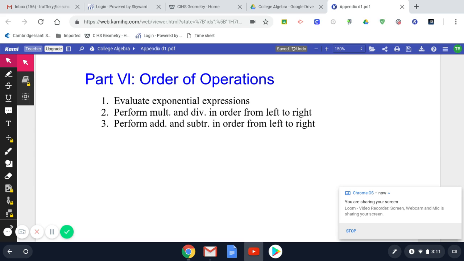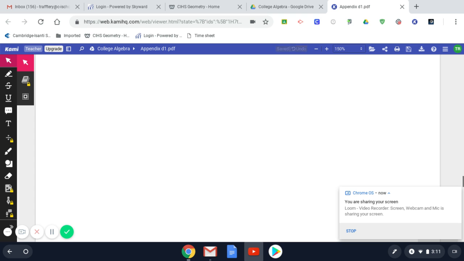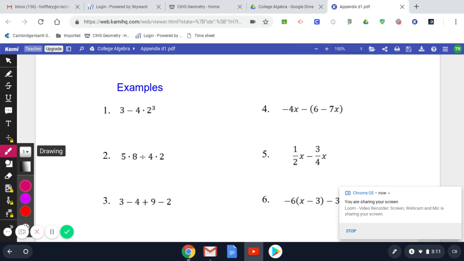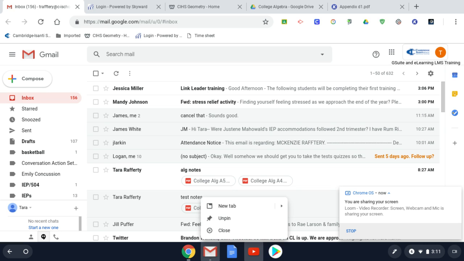And then finally, the order of operations, you're going to do exponents first, and then multiplication and division left to right, addition and subtraction left to right. So as we look at number 1, we're going to do any exponents first. So we're going to evaluate 2 to the third is 8, and take 3 minus 4 times 8. I'm going to do multiplication.